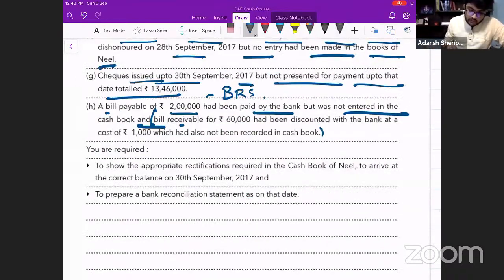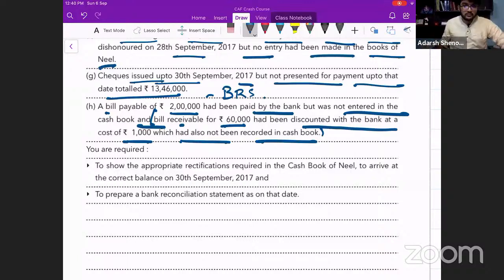Next one. Bill receivable for 60,000 had been discounted with the bank at a cost of 1,000, which had also not been recorded in the cash book. We have discounted a bill. Is this dishonor or is this discounting? Is this the process where I am going to the bank, or is it the process where he is taking money from my account? Don't get confused. It is not dishonor, it is discounting. It is when I'm going to the bank and I'm discounting the bill.